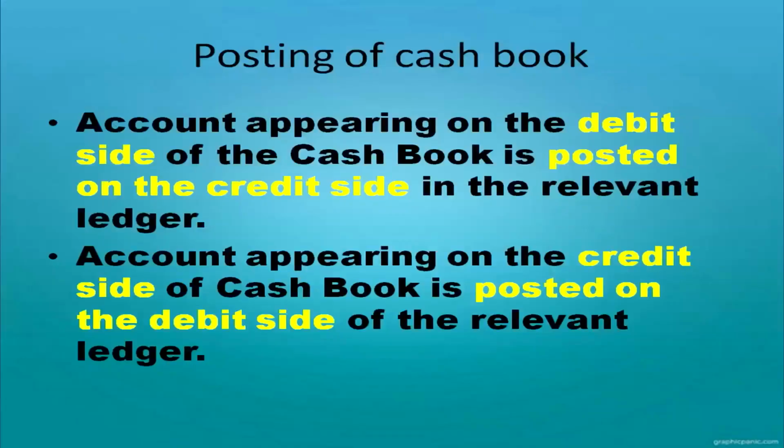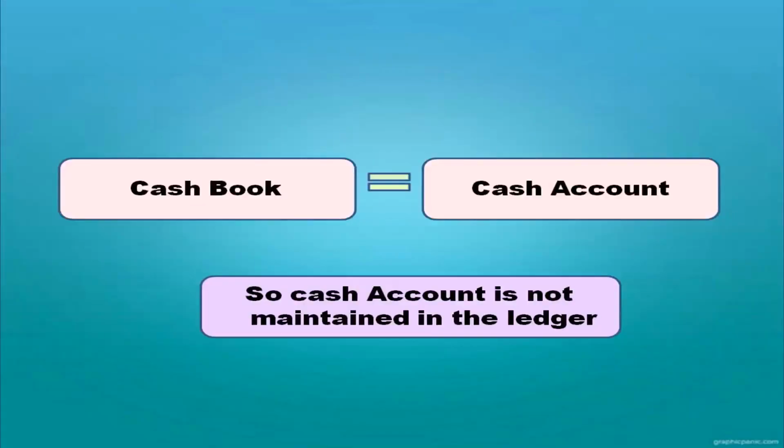Then, how will you post the cash book? An account appearing on the debit side of the cash book is posted on the credit side in the relevant ledger. An account appearing on the credit side of the cash book is posted on the debit side of the relevant ledger. Cash book is a form of cash account. So, no cash account is maintained in the ledger.